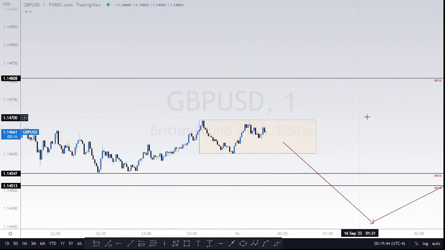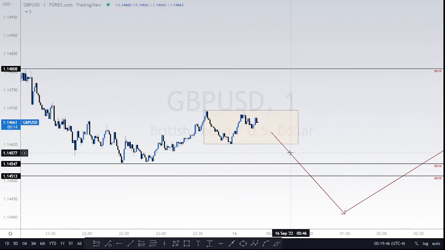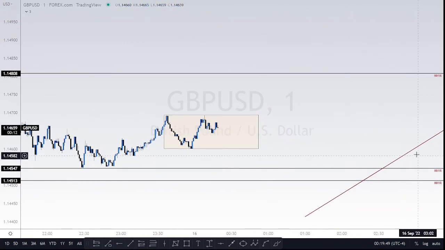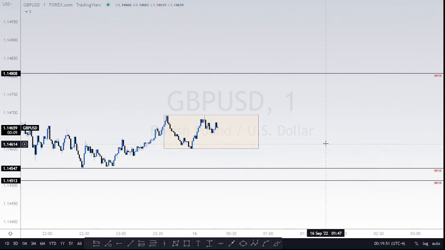So at this point, all we can do is wait for the European Open and see where price moves, and then we respond and react accordingly.